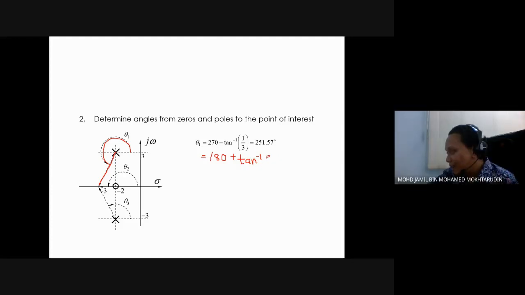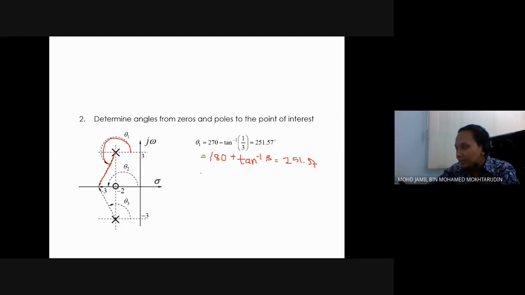Oh, 180 plus tan inverse of 3. Yes, I just learned it, so I have to make some jokes too. So you get the same thing, 251 plus 0.57. It depends on how you look at the angles.